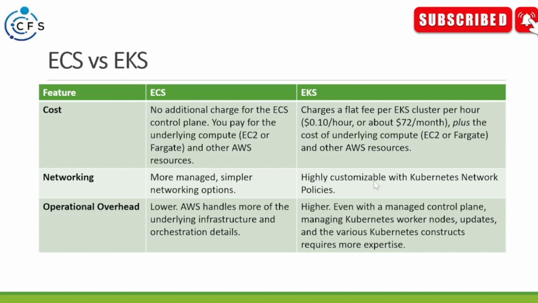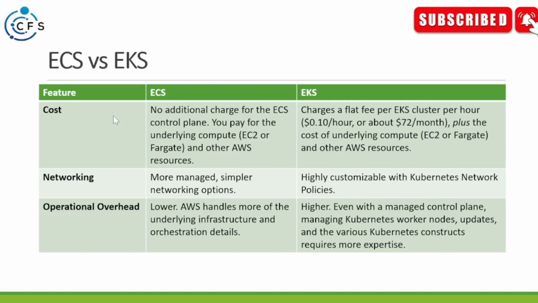Networking: ECS has more managed, simpler networking options, while EKS is highly customizable with Kubernetes network policies. Operational overhead is low for ECS, as AWS handles most of the underlying infrastructure and orchestration details. It is high for EKS, even with the managed control plane, because of managing Kubernetes worker nodes, updates, and all. So these are the core differences, friends, between ECS and EKS that are asked in most interview questions, so I thought to share it with you.